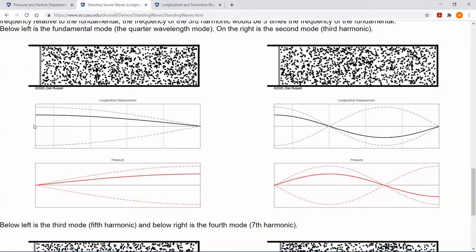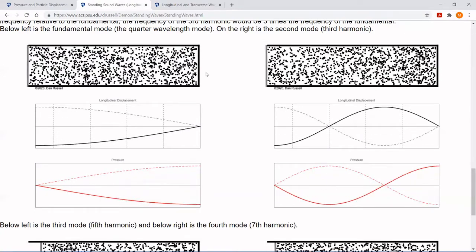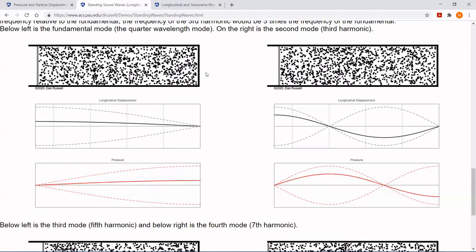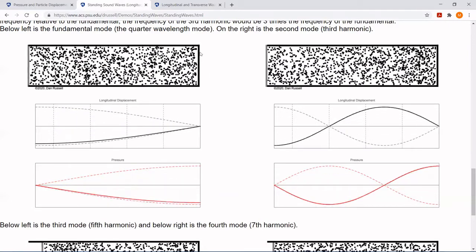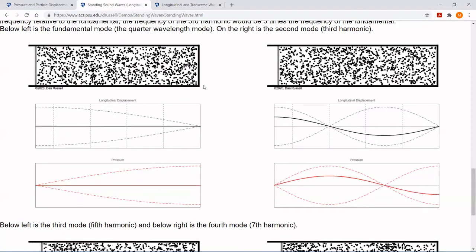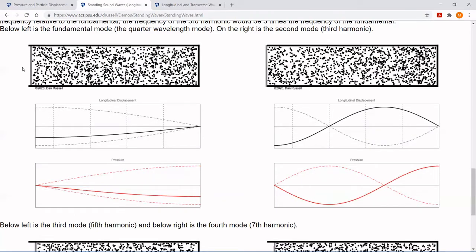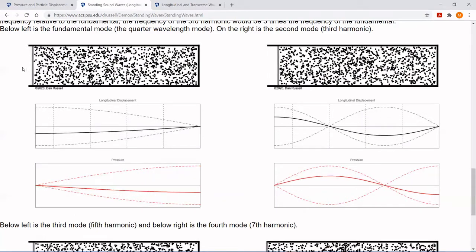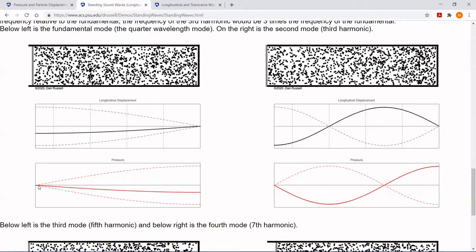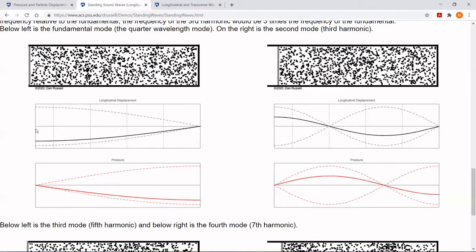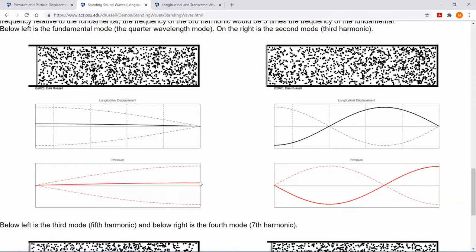So I guess what you do is you apply one boundary condition to locate the nodes of displacement, and you apply the other boundary condition to locate the nodes of pressure. If the end is closed, that boundary condition requires that it be a displacement node. If the other end is open, that boundary condition requires that the pressure have a node right there. And then you just remember the rule. Pressure node is the same location as a displacement antinode, and a displacement node corresponds to a pressure antinode.